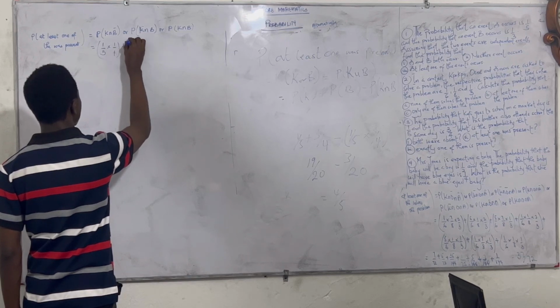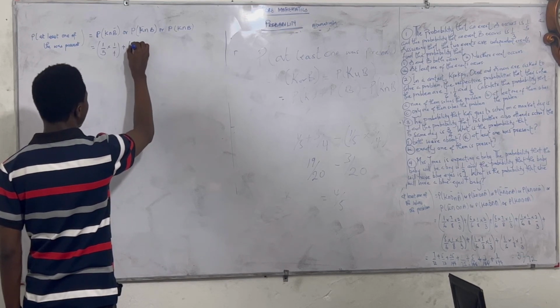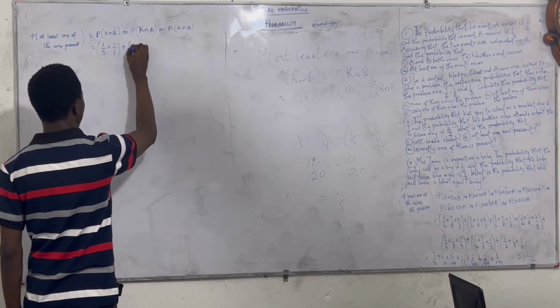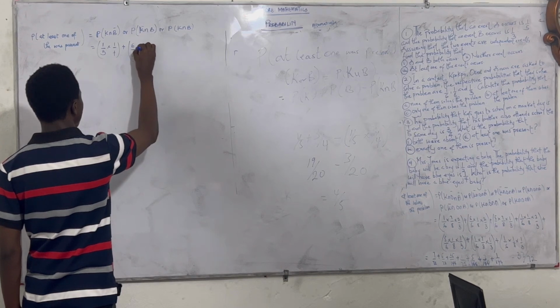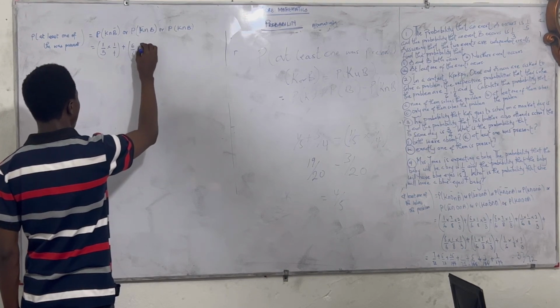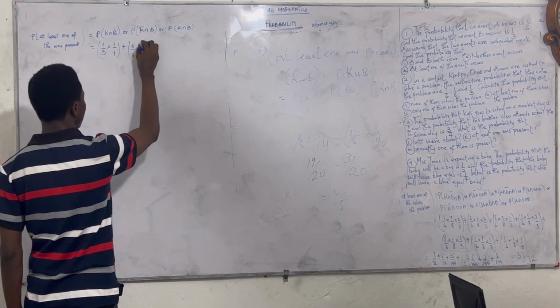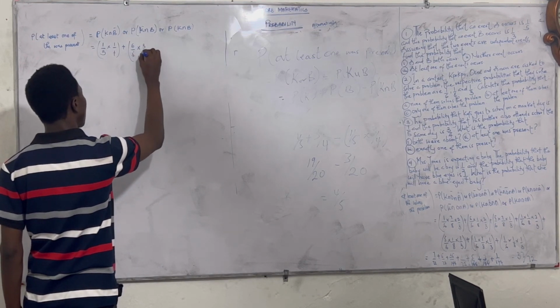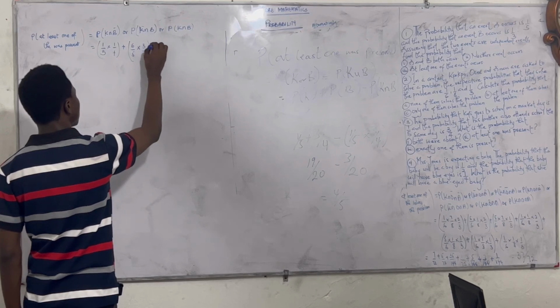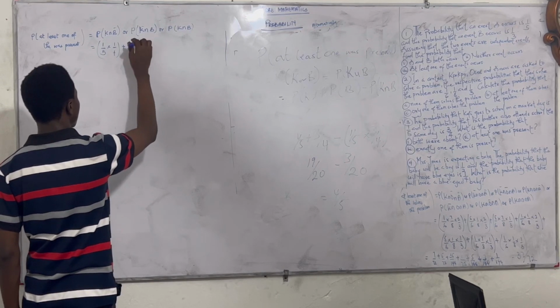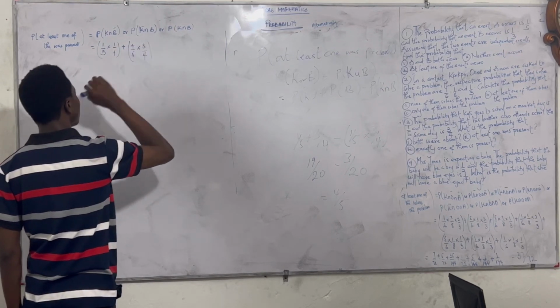Plus 1 minus 1 over 5 is what? It's 4 over 5. You sure? Yes. 1 minus 1 over 5. Are you sure? Yes. Check with your calculator. So 1 minus 1 over 5.